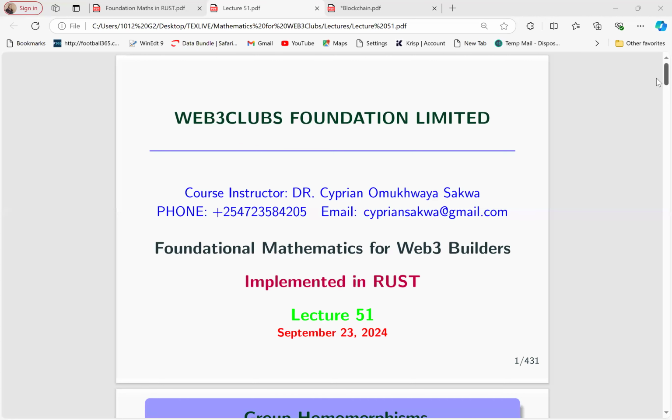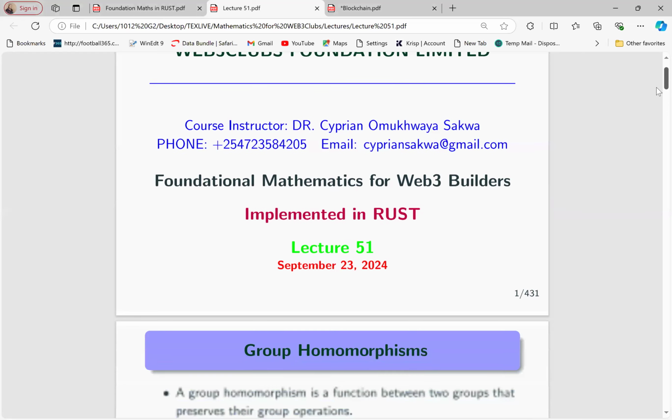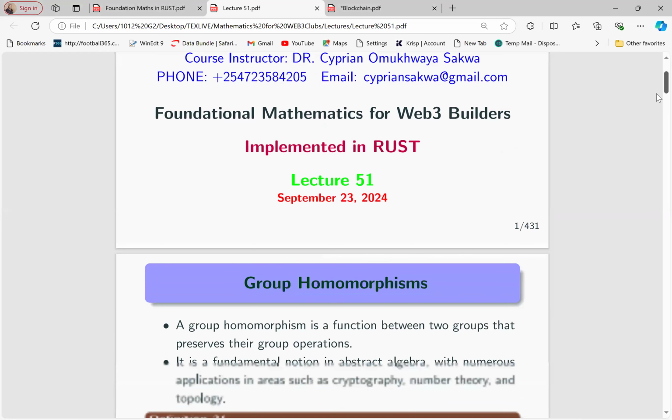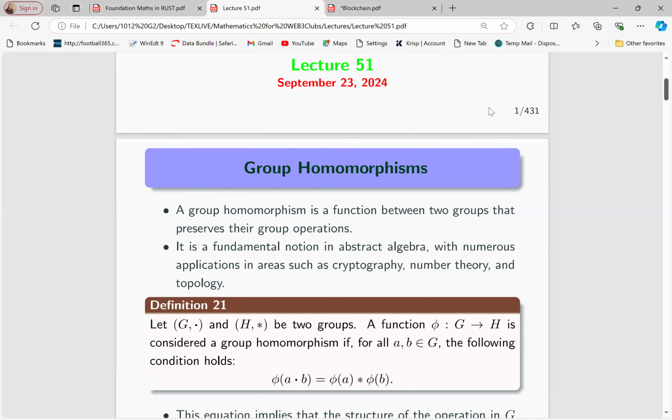So today we look at our lecture 51. And as I said, it's a continuation of groups, tackling almost the last thing on groups. The good thing is that once you understand groups, it will be easier for us to understand rings and then fields as we progress.